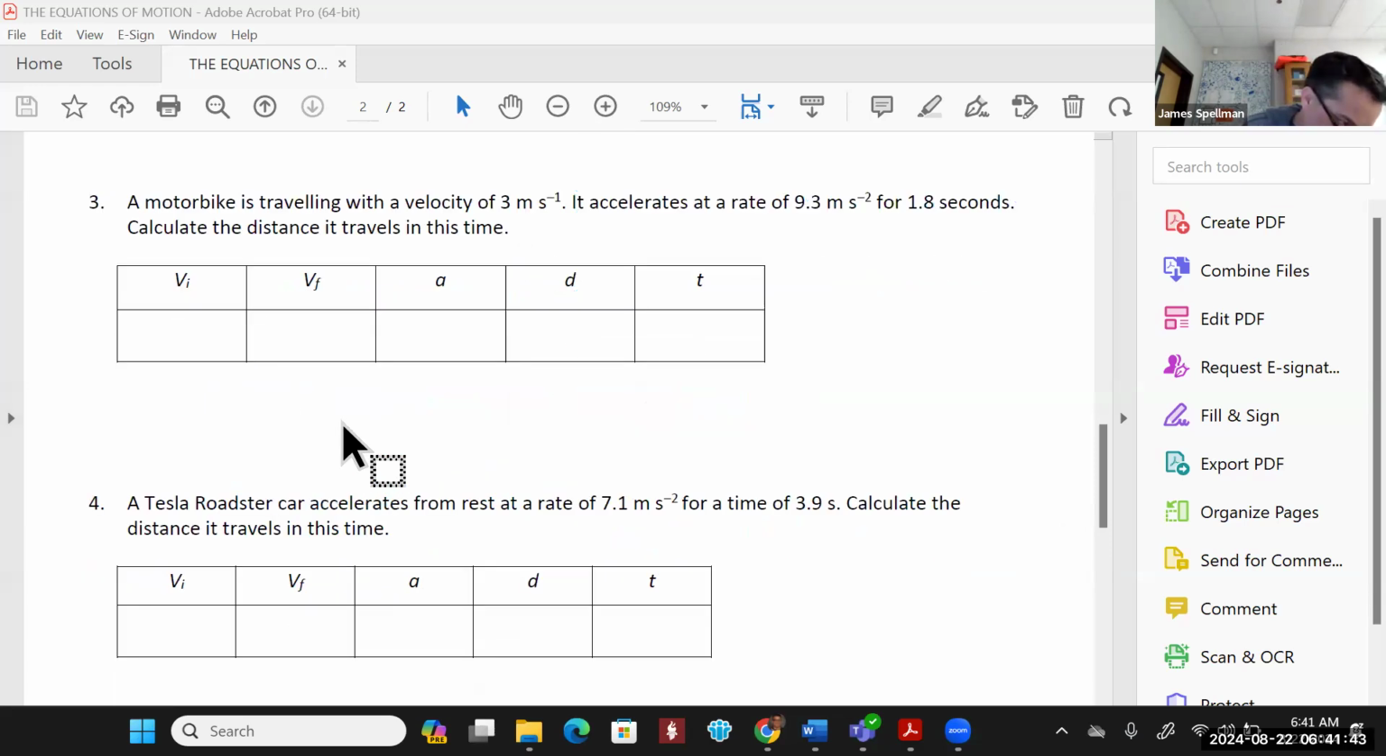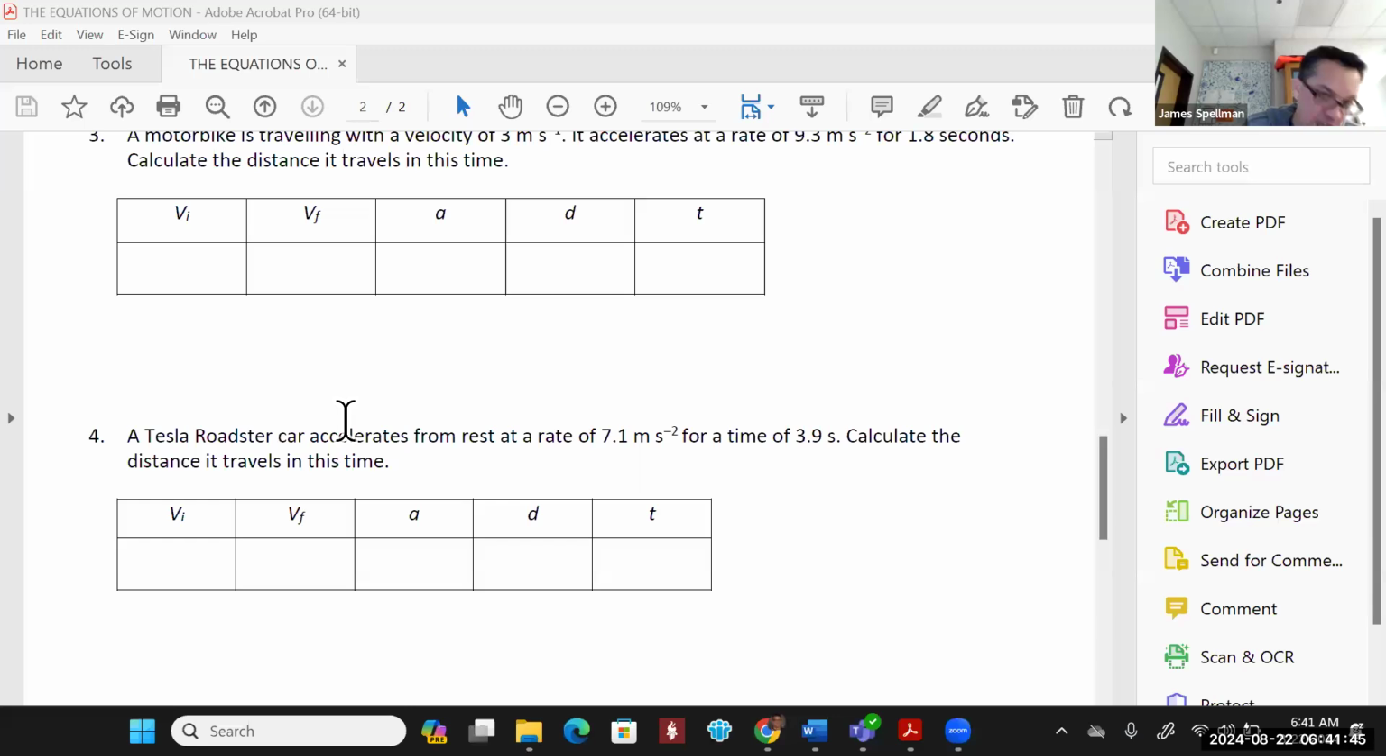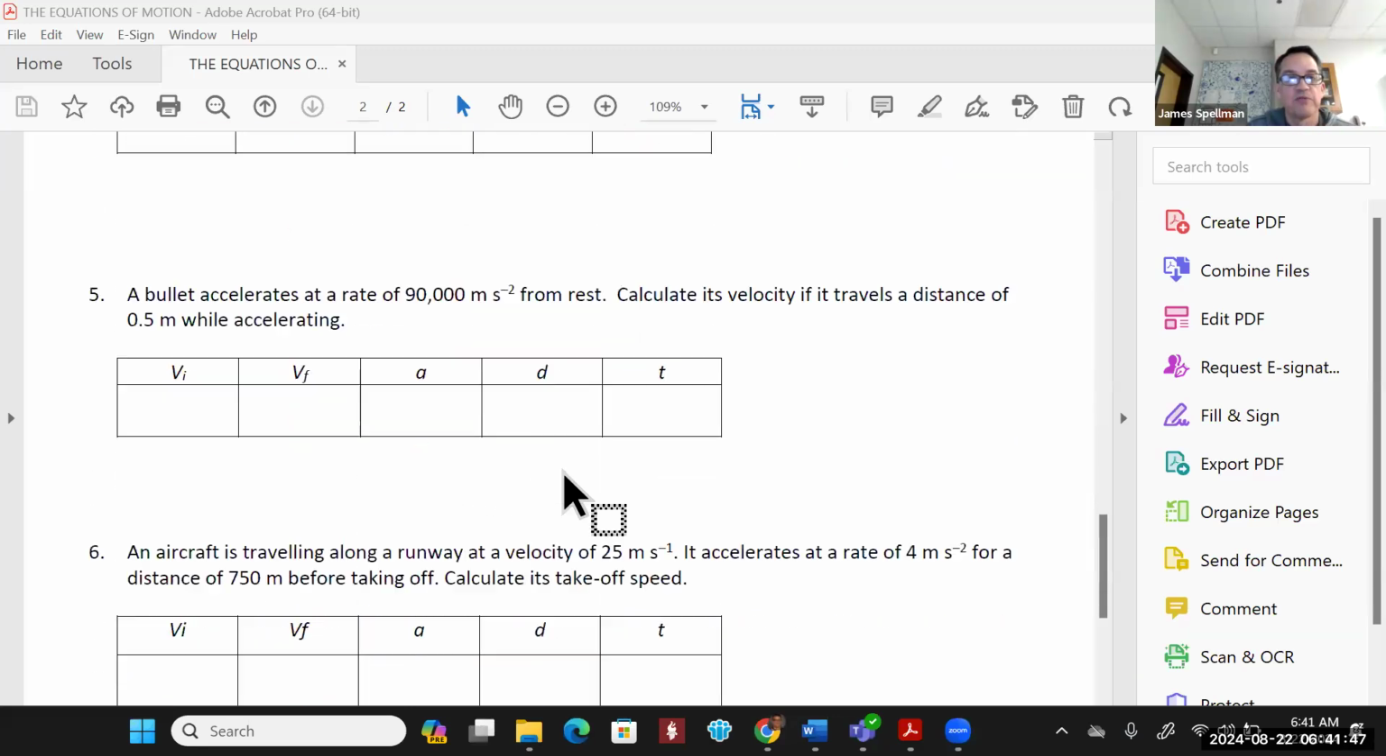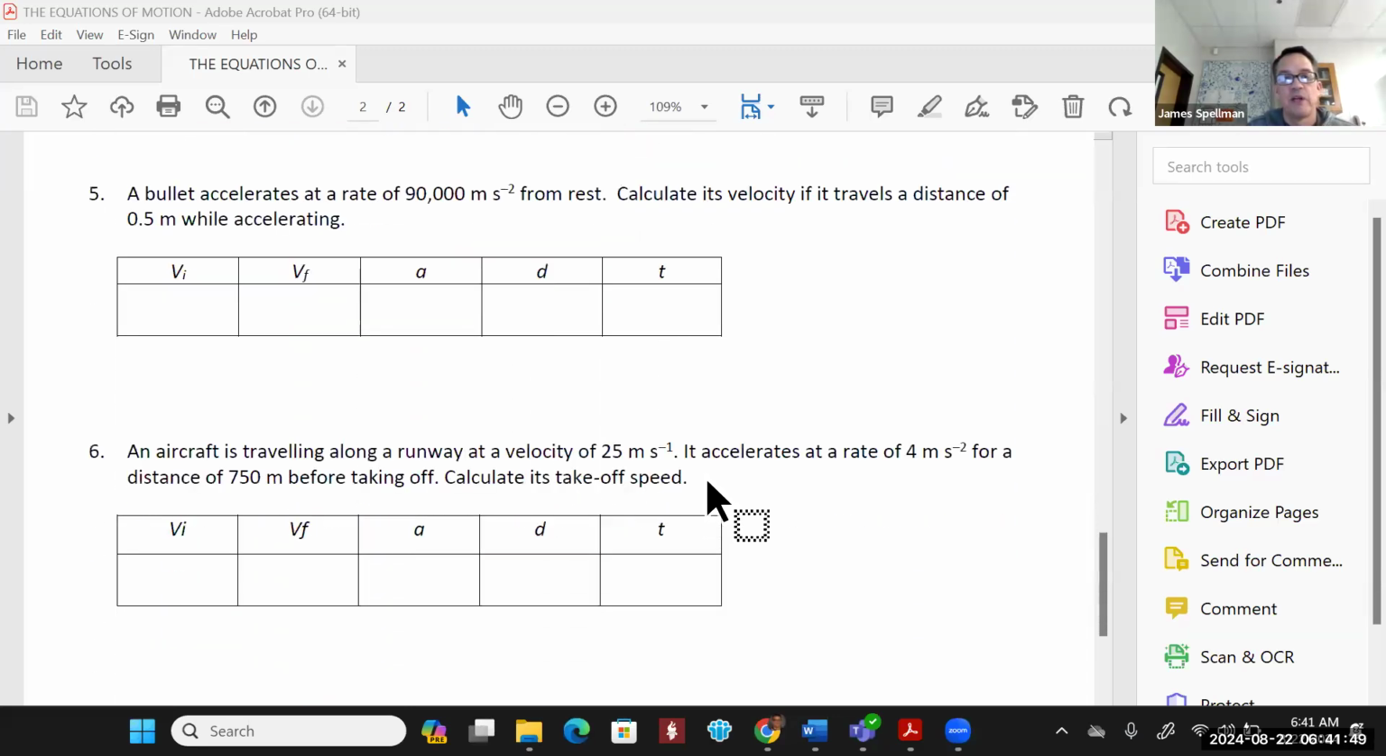All right. So I'm going to scroll down to number 5. Again, this one's a little bit different as well. All right. So this one says a bullet accelerates from rest at a rate of 90,000 meters per second. All right, so this is our acceleration.